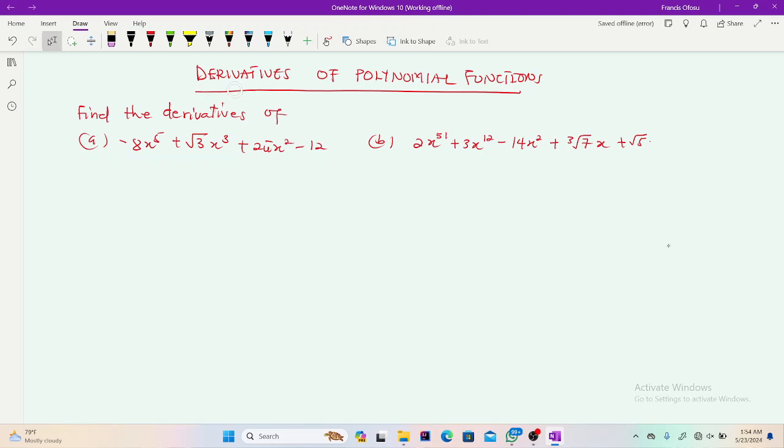So in this video, I'll be taking you through polynomial functions. I have two problems here for us to solve. The first one is we should find derivatives of negative 8 multiplying x to the power 5 plus the square root of 3 multiplying x to the power 3 plus 2 pi x squared minus 12, as well as this, right?